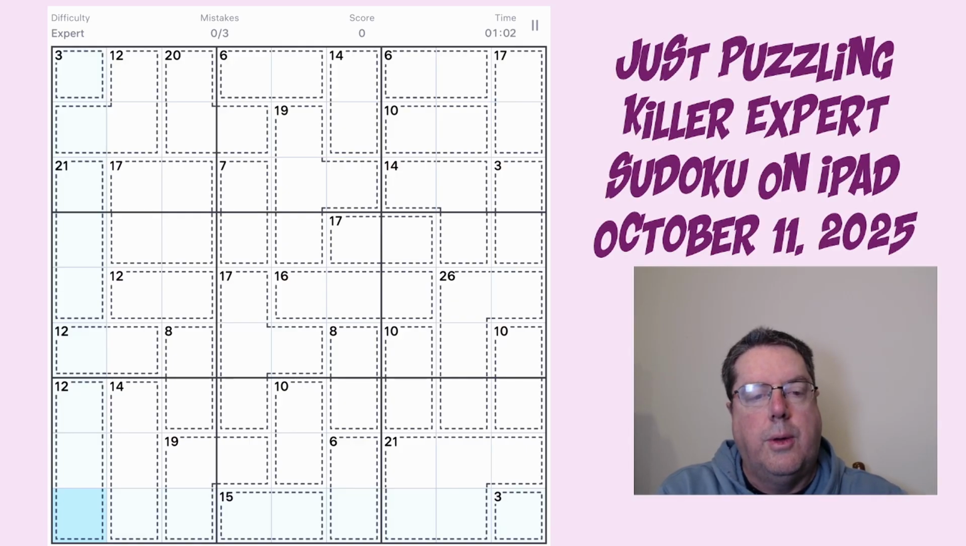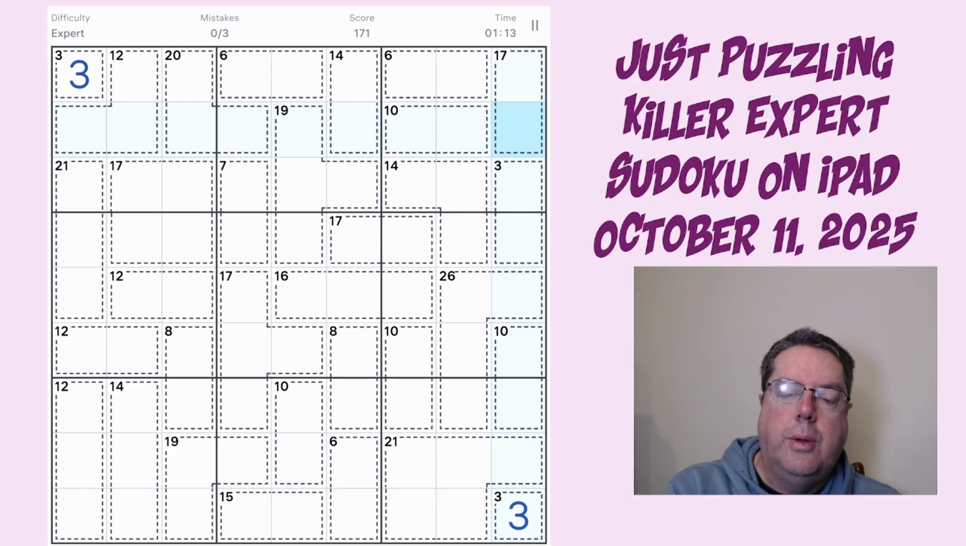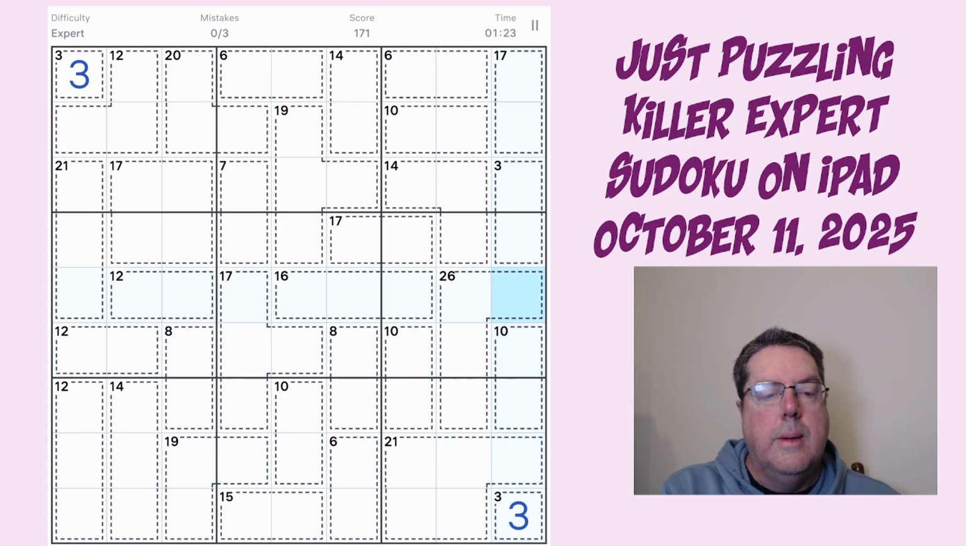All right, so there's a 3 here. There's a 3 there. 3 here is 1, 2. 17 is 8, 9. So this is going to be 4 and 6 because 1 and 2, 3 are out. So this is 4 and 6. So the other two numbers are 5 and 7 across those two.